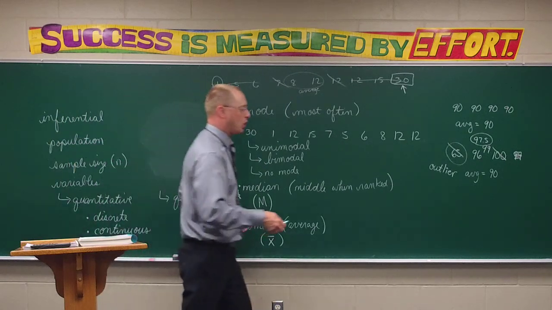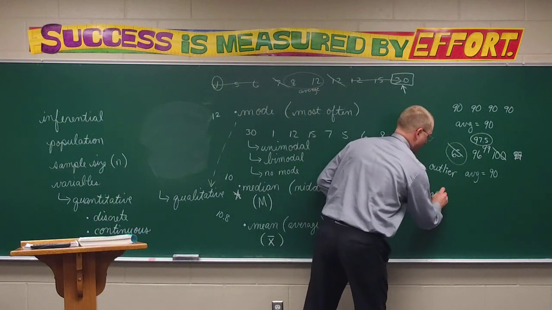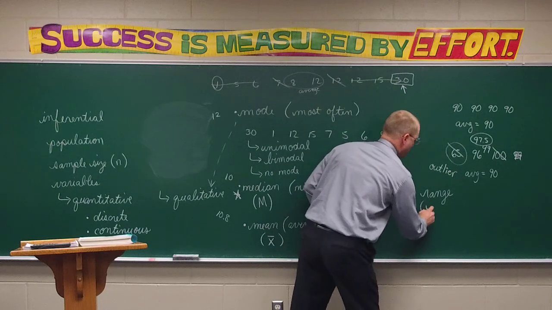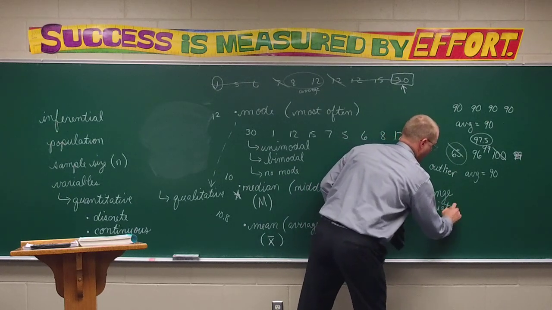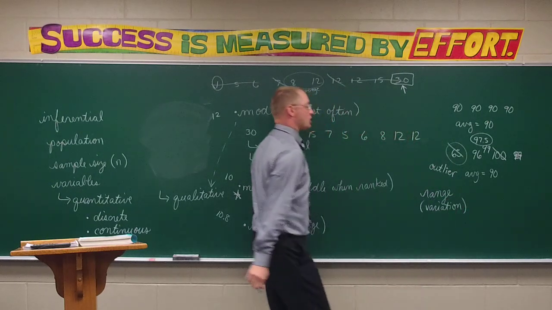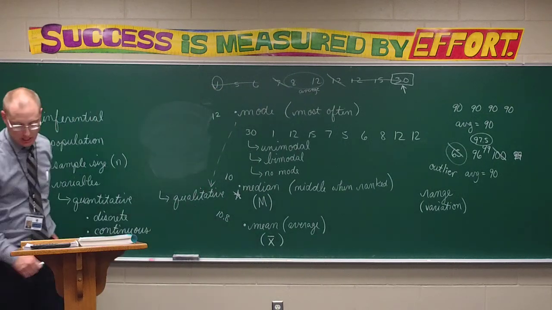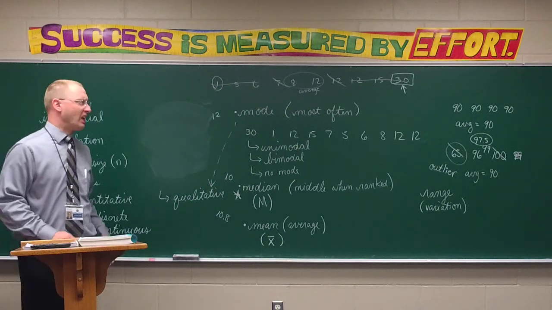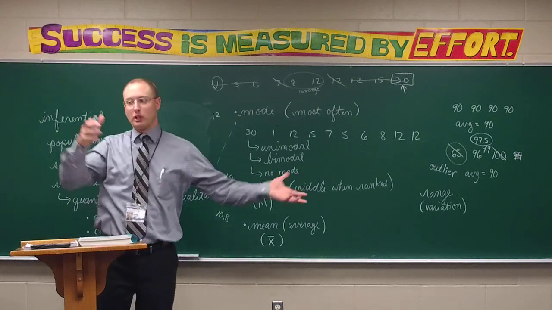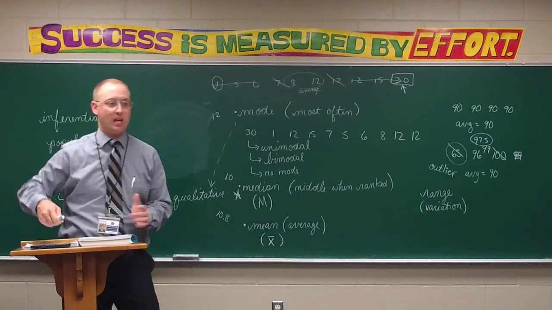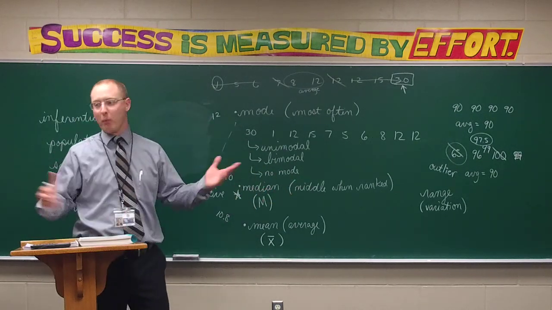Another way to show that there are outliers or that a student's grades have been really sporadic is to take something called the range. Range shows variation in the data. A student who's got really high grades and really low grades, I mean, it's just whatever given day. Sometimes they have good days, sometimes they have bad days. We don't even know what we're going to expect.